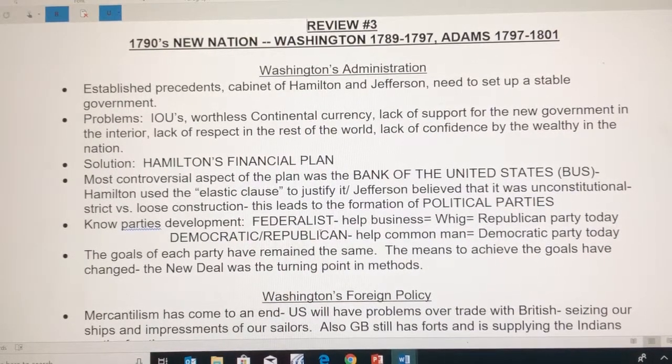This is review number 3 about the development of the new nation all the way to the Adams administration. We had just gotten out of the American Revolution, and we know the Articles of Confederation was the first government. It didn't provide for an executive or a judicial branch because of what they experienced in the American Revolution. The only branch was the legislative. We know that didn't go over well.